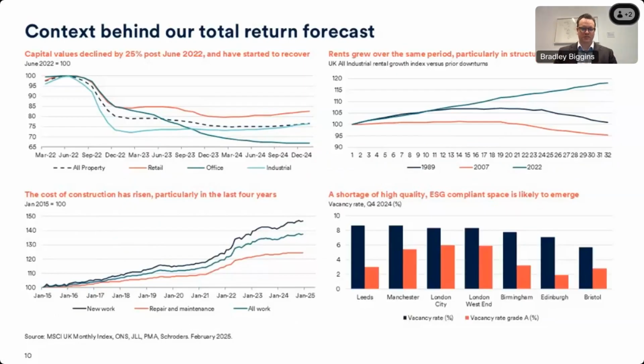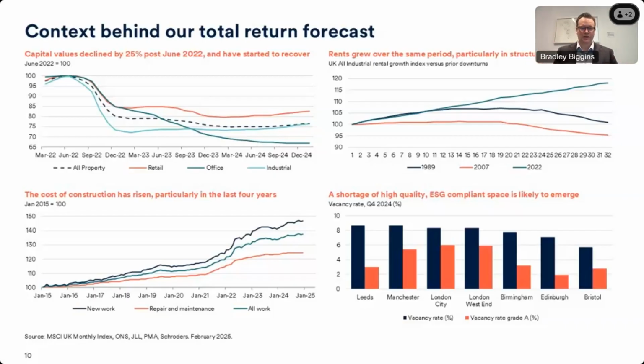Now, what's the context behind these fairly bullish returns that we're forecasting? Why do we think now is such an interesting time for UK real estate? Well, I mentioned June 2022 has been a turning point. From that point, from peak to trough, we saw around a 25% decline in average UK real estate values. So what that means is we started to see some recovery from that low level. That's why you get this higher income return from the get-go.